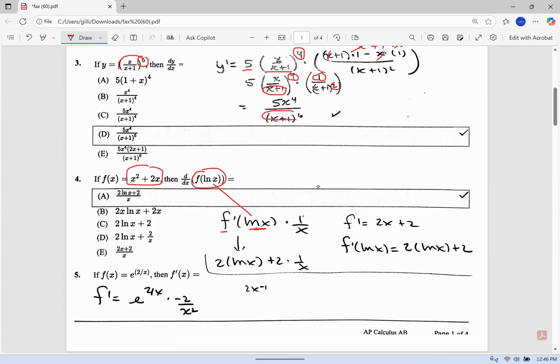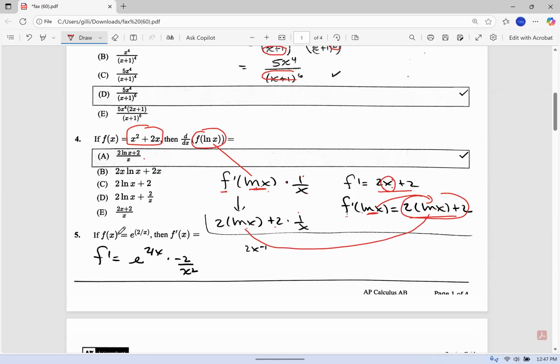Well, this is f. I'll take its derivative, which is 2x plus 2, and I'm going to evaluate this derivative at ln of x. So replace the x with ln of x, and I'll get that expression. I'm just then going to copy this over to here, and it becomes 2 ln of x plus 2 times 1 over x, which came out to be that choice A.